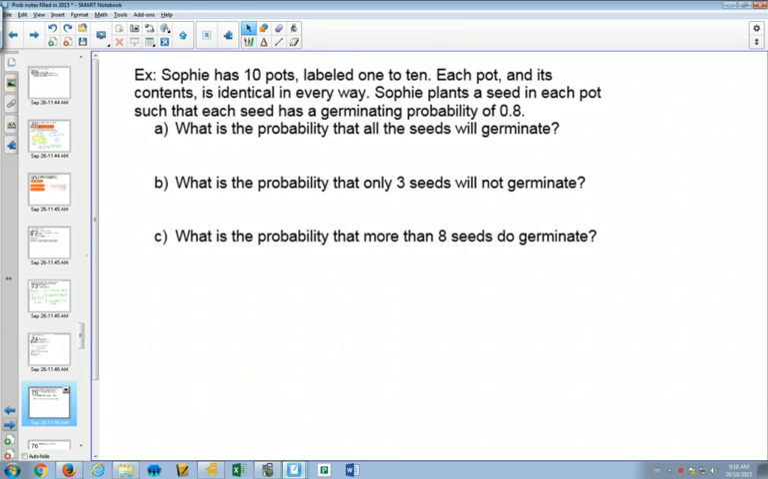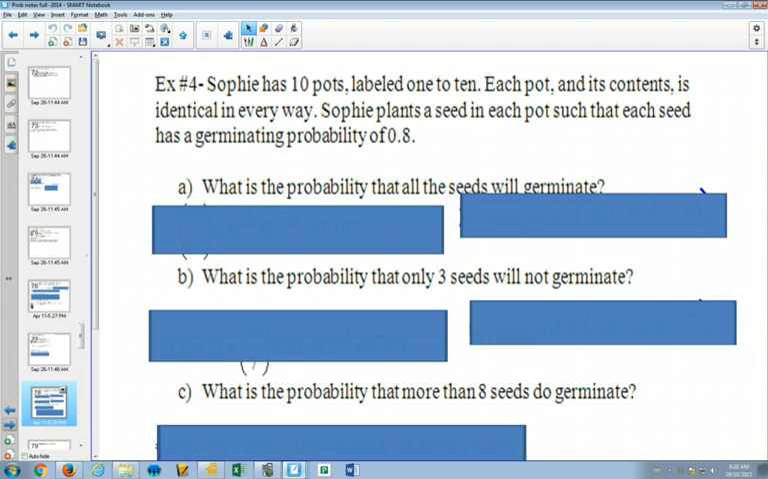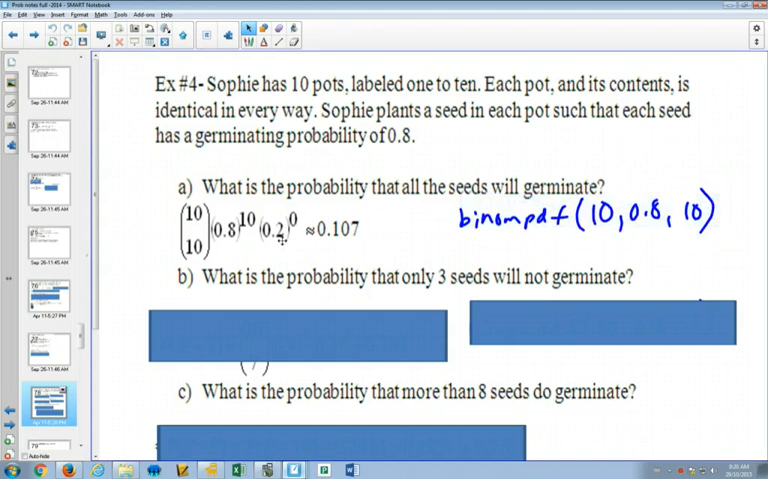Sophie has 10 pots. You've got a probability of germination. So you can figure out what's the probability all the seeds will germinate. What are the chances of that? What are the chances 3 seeds will not germinate? So try this one. I'll put up the answer in a second. I'll put up the answer to A here so that you can see if you're on the right track, either with the calculator or with the formula.